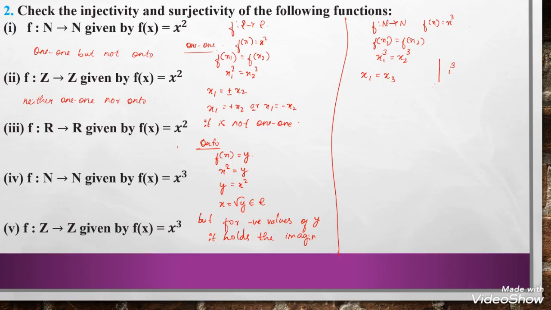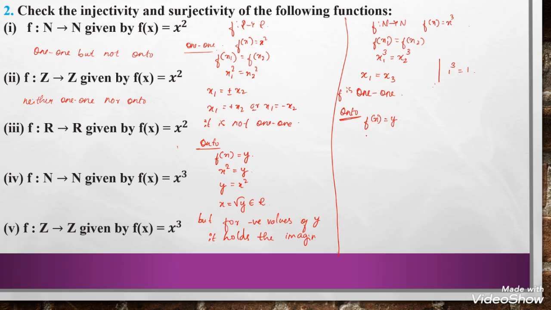While taking the cube root on both sides, we get the same value. For example, 1 cube becomes 1 only. Similarly, whatever negative value we take, we will get a negative value, and the cube root of a positive value gives a positive value only. That's why the given function is one-one. Distinct elements have distinct images in the codomain.